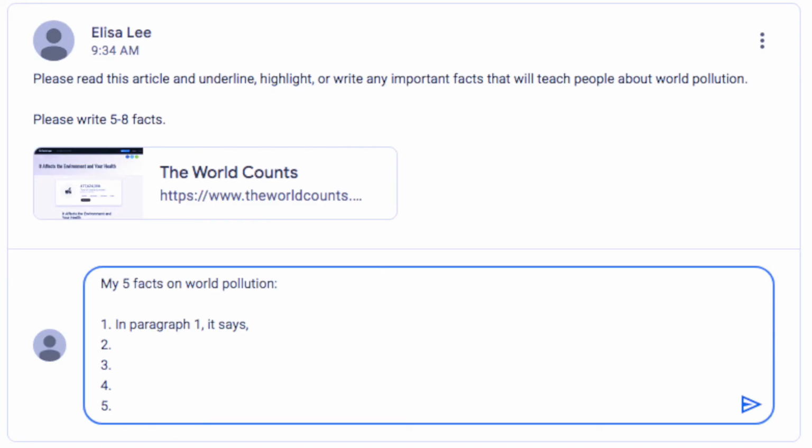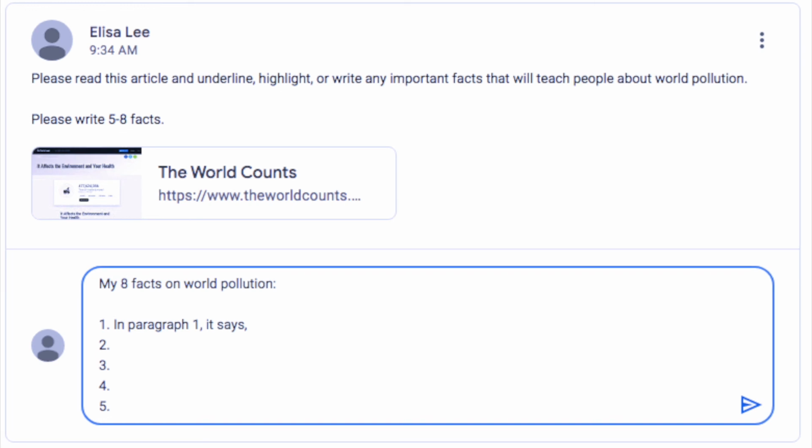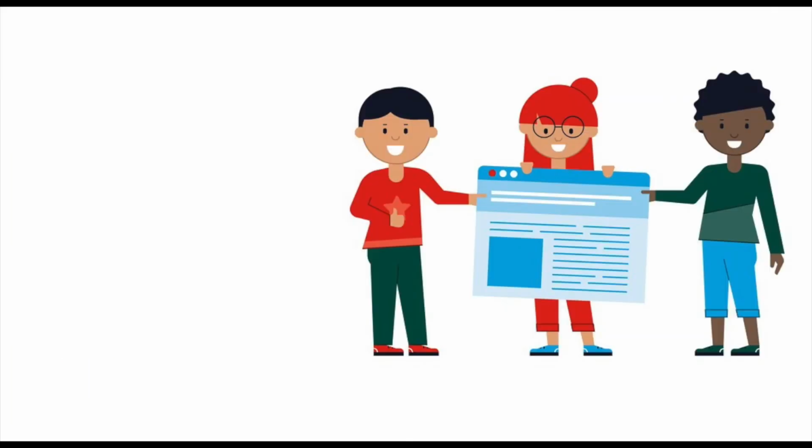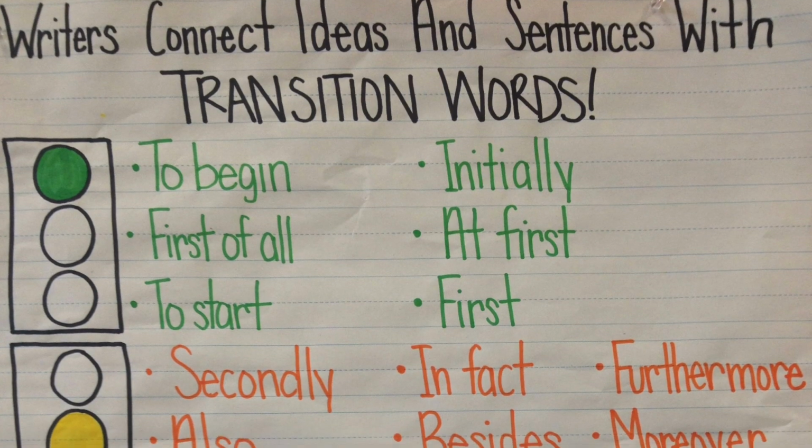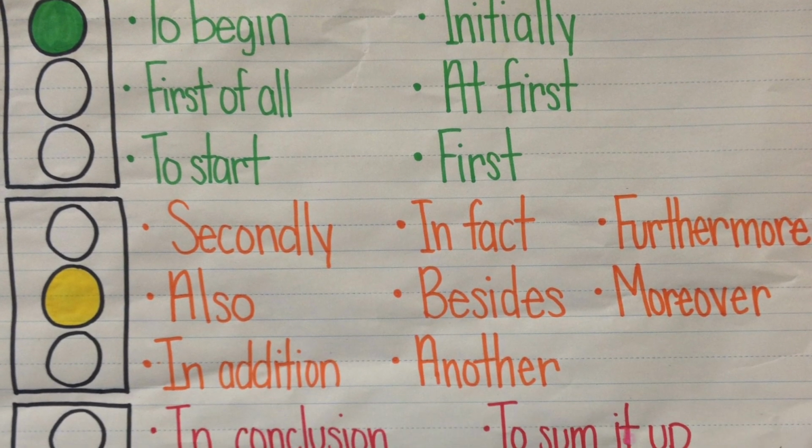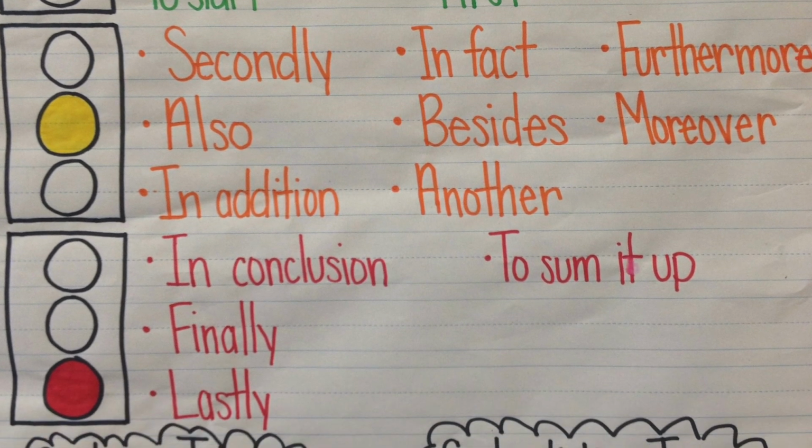You can write this directly in the Google Classroom response box as part of your brainstorming. Your goal is to write 5 to 8 facts on world pollution. You will be using these facts to write an informative piece telling your family about the problem of world pollution. Be sure to use important facts from the article as supporting evidence and also use transition words so that your writing has a nice smooth flow.